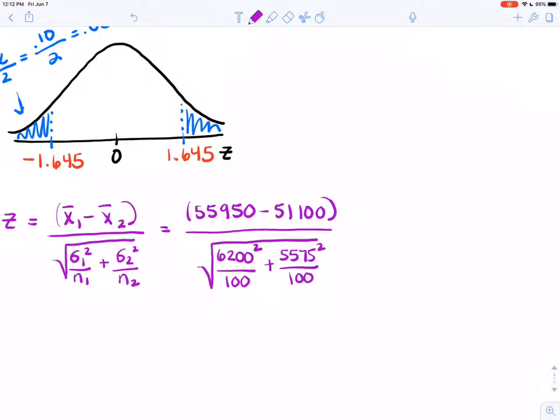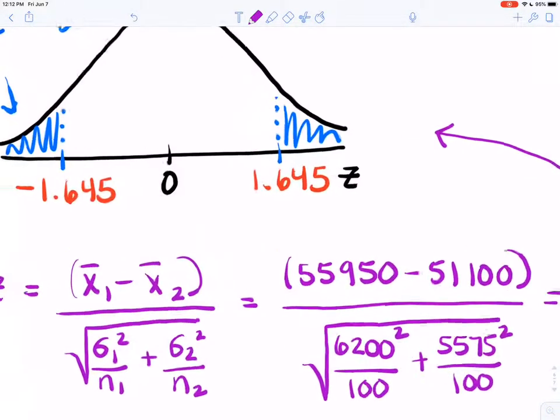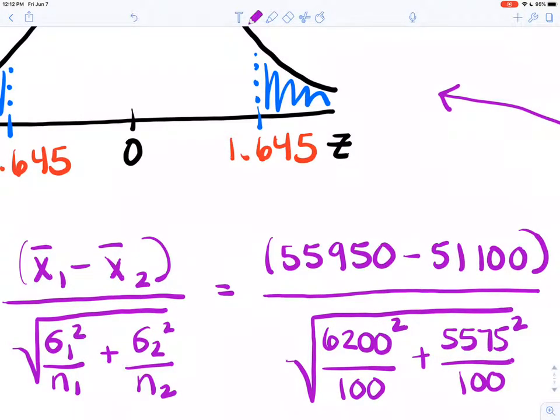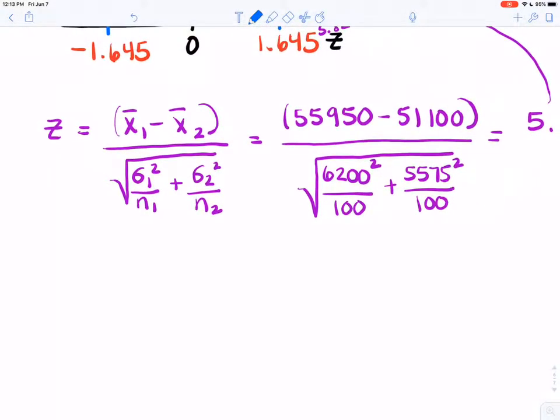Now, be careful when you calculate here. You may need to work this out in steps or just make sure that you're careful with your parentheses. But in this case, you should end up with a standardized test statistic of 5.82. So if I take that back up here, compare it to my rejection region, 5.82 is definitely past 1.645. It's going to be somewhere way up here. What's important is that it's in the shaded region. All right, anytime you're in the shaded region, what that tells you is that you should reject the null hypothesis.